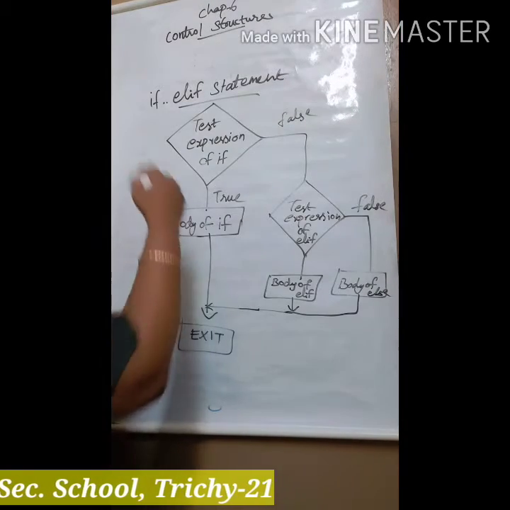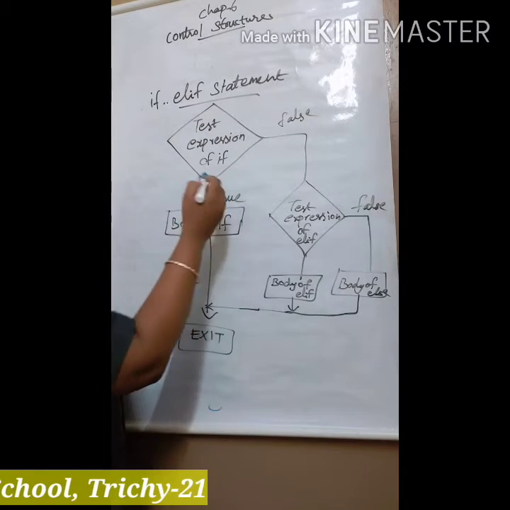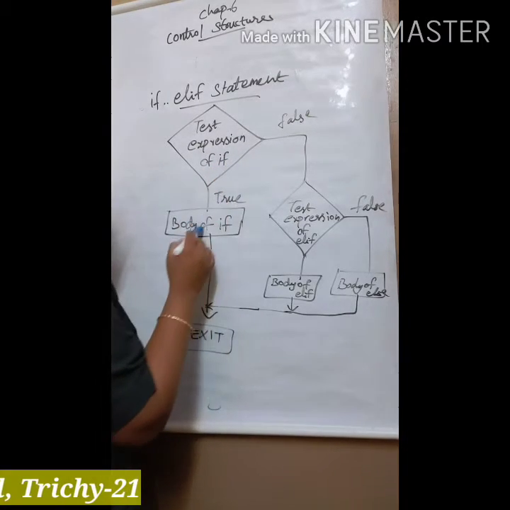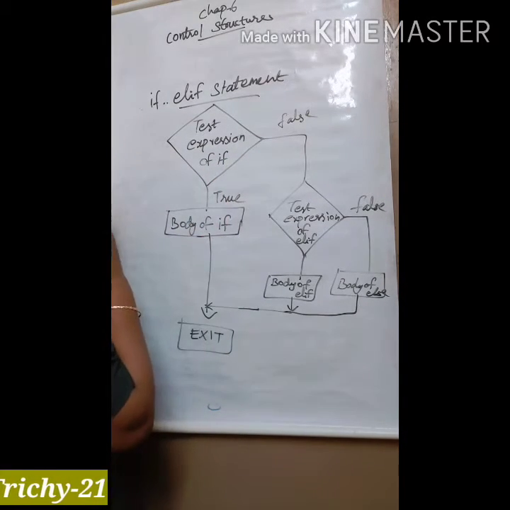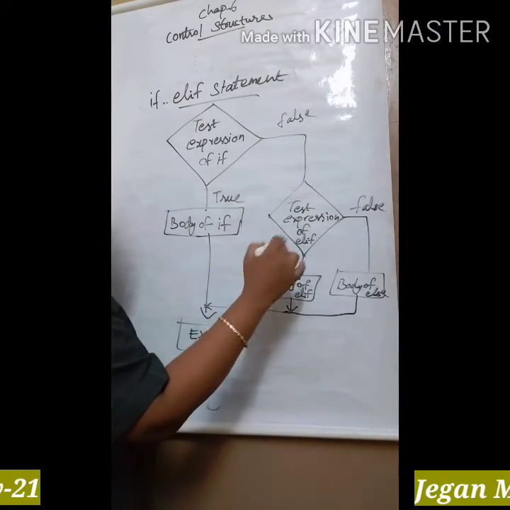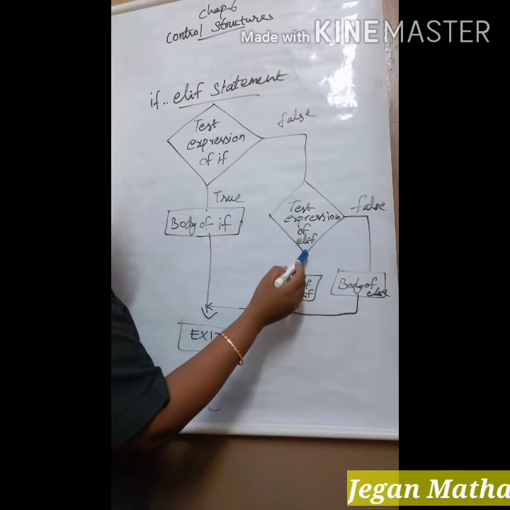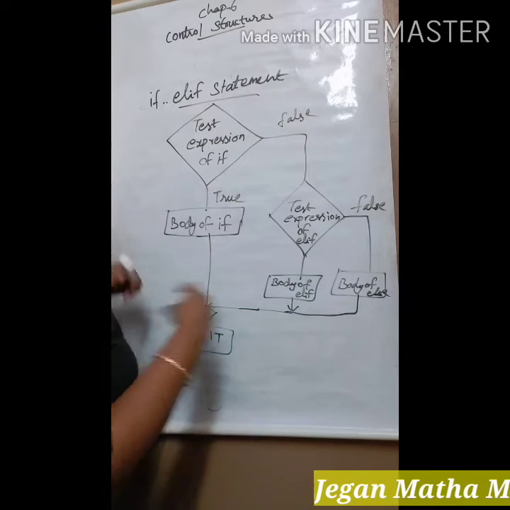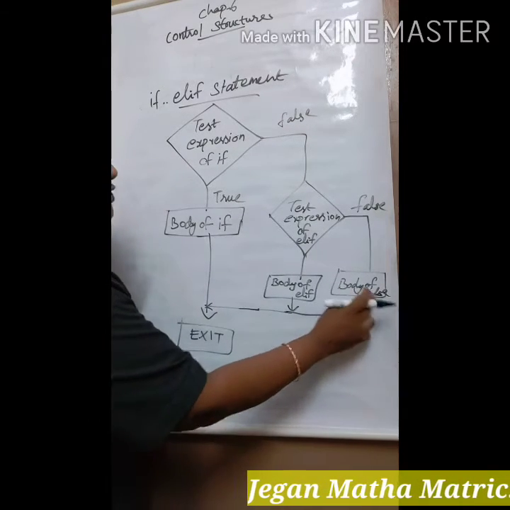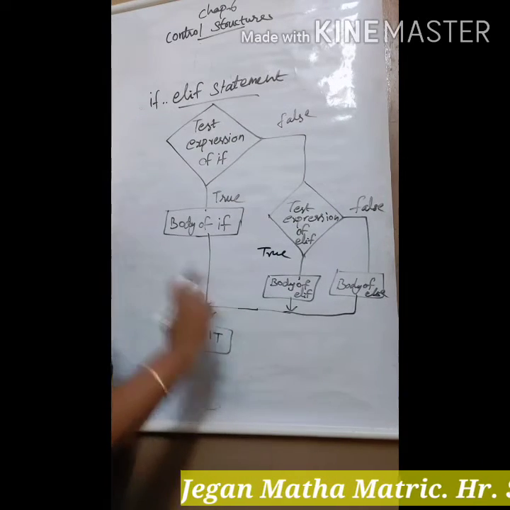The next one is if elif statement execution. So here first the test expression of if. If the condition is true, it executes the body of if. If the condition is false, it moves to the elif statement. Here it checks the condition. Condition true means it executes the body of elif. If the condition is false, it executes the body of the else part. Then finally it executes the rest of the process.